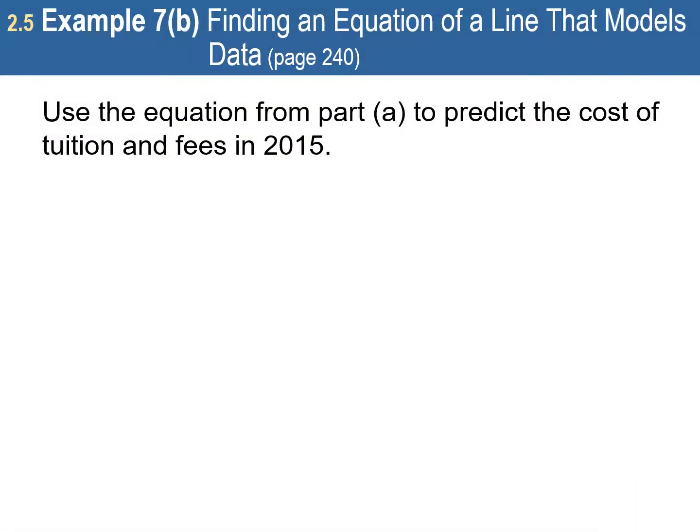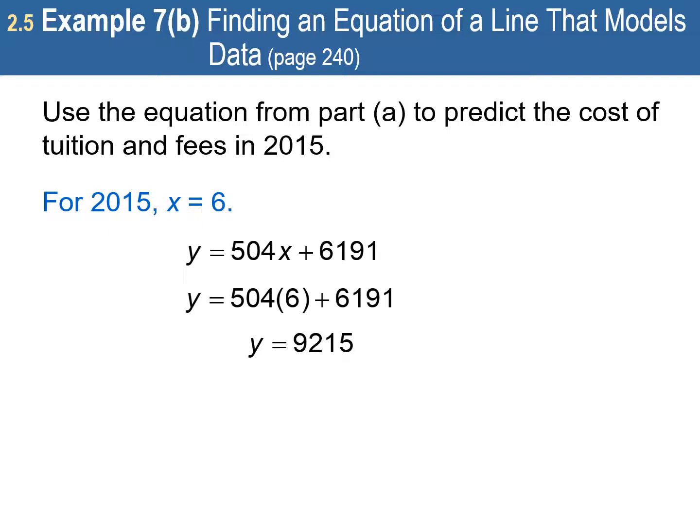Now, using the equation from part A, we can predict the cost in 2015. In 2015, x is equal to 6. So substituting in 6, we get the tuition cost will be $9,215.